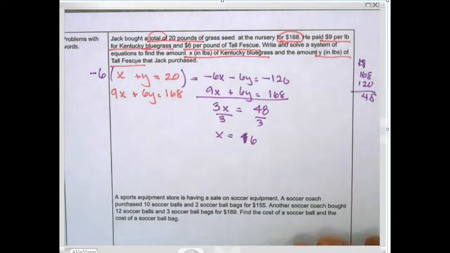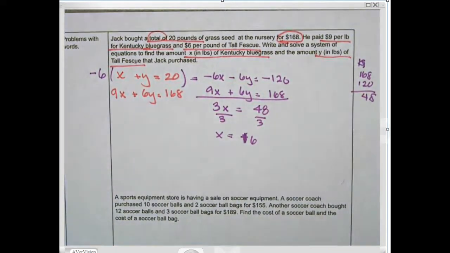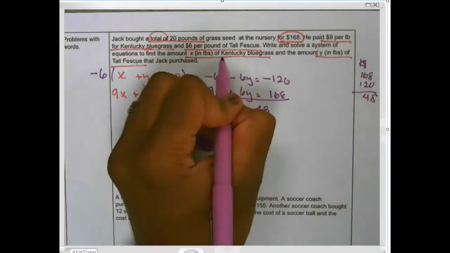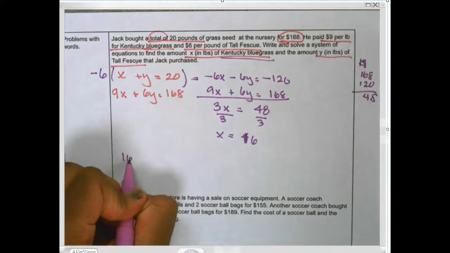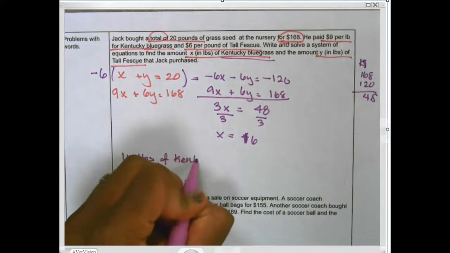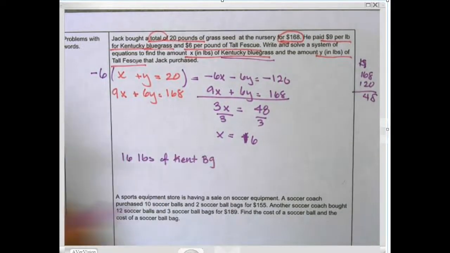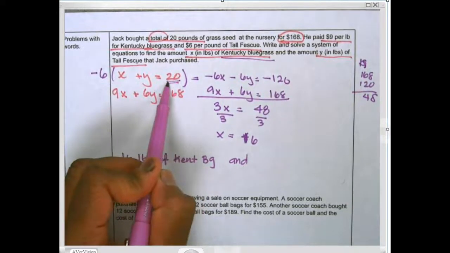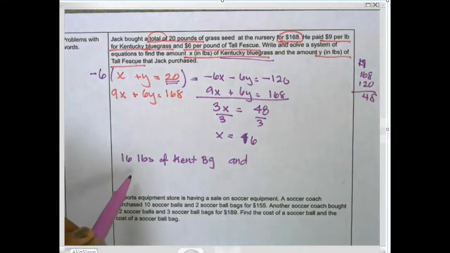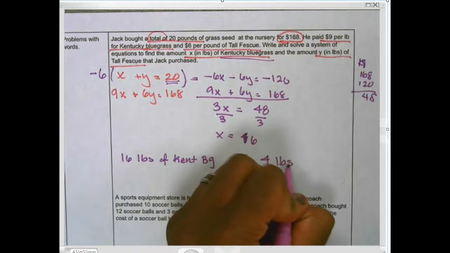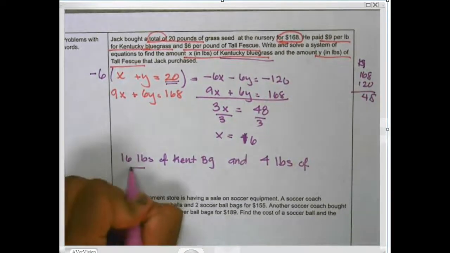So I am seeing that he bought 16 pounds of X. Well, what was X? Kentucky bluegrass. So 16 pounds of Kentucky bluegrass. And, well, beautiful people, if he bought a total of 20 pounds and 16 of it was Kentucky bluegrass, how many left to be the other one? 4. 4 pounds. And what was the other one? Tall fescue.